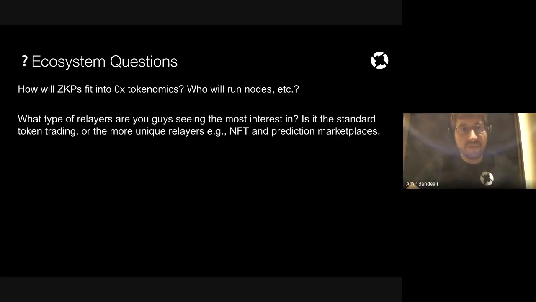We have a couple of questions that came in through the surveys that we sent out. So the first question is, how will zero knowledge proofs fit into 0x token economics? Who will run nodes, etc.?